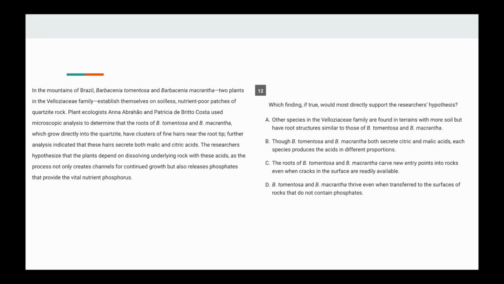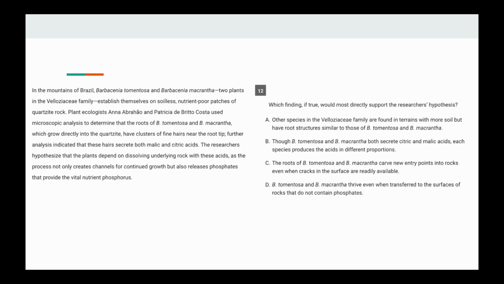B. Though tomentosa and macrantha both secrete malic and citric acids, each species produces the acid in different proportions. Anything in the passage about the proportions of acid that they secrete? Are they comparing the secretion of the acid of tomentosa and macrantha? No, nothing like that. Safely eliminate B.